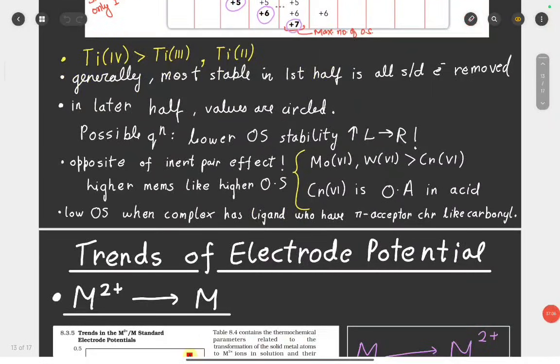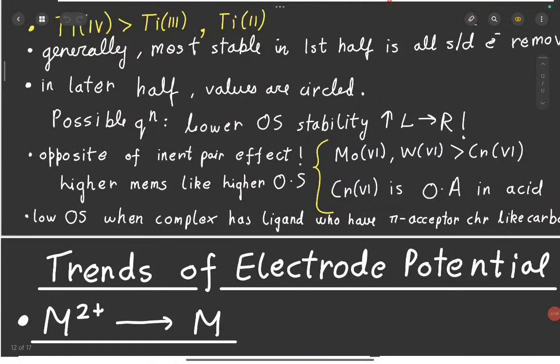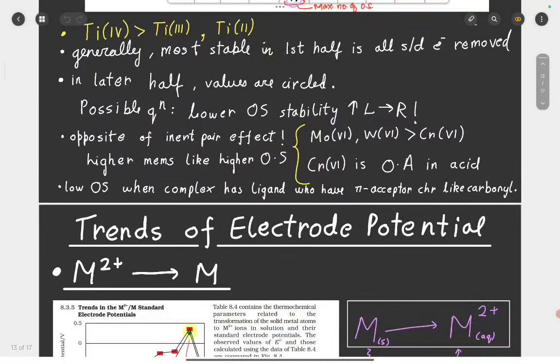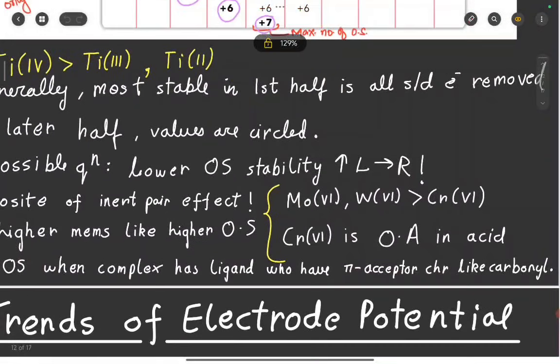Okay, and basically when is low oxidation state shown? When the complex has a ligand which has pi acceptor character. Just remember this line. We will learn more about this in coordination compounds. Low oxidation state is favorable when the complex has a ligand which has pi acceptor character. Well, let me just explain it to you briefly.